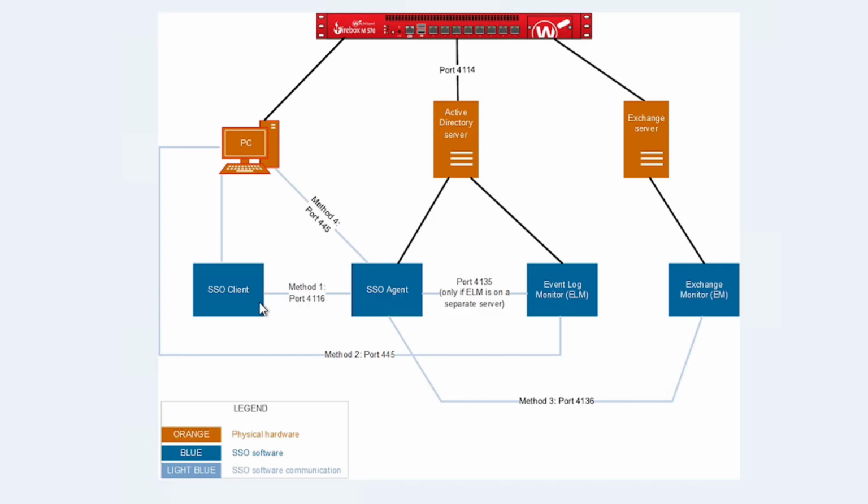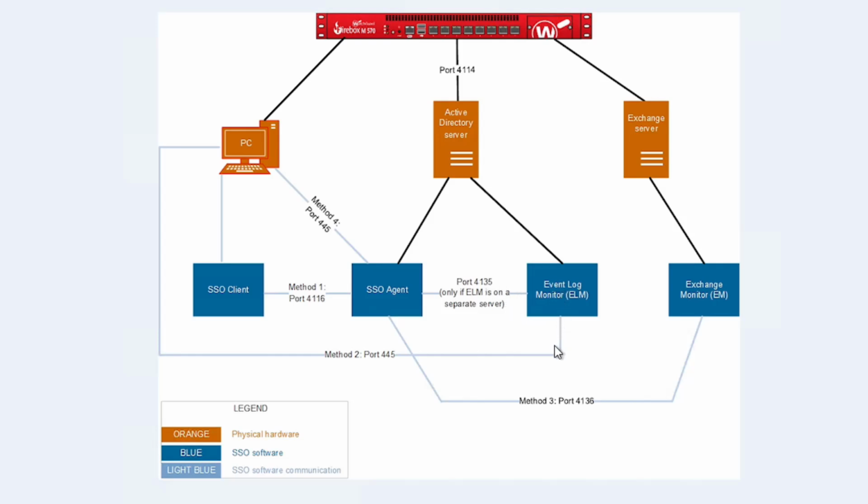The agent can also query the client at any time to find the current status, but throughout the day there's just going to be minimal communication between these two. When it comes to method number 2, that would be going through the event log monitor, so the agent will query that. If they're installed on the same server, then the port doesn't matter. But if you install this somewhere else, it'll use 4135.